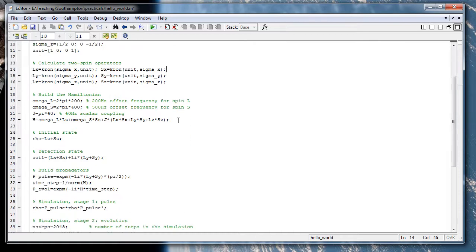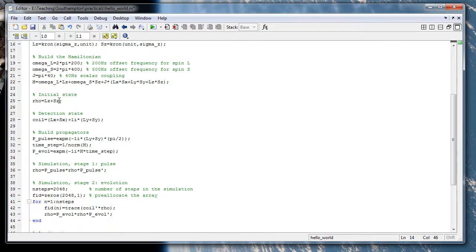And then what you have to do is put your extra interactions here. So there will be omega L LZ plus omega S SZ plus omega M MZ. 2 more J couplings, the spins might be coupled. So another J with maybe a different numerical value, then Lx Mx if it's between L and M, or Sx Mx if it's between M and S. The initial state will have the extra operator here, Mz. The coil state will have to detect M as well.